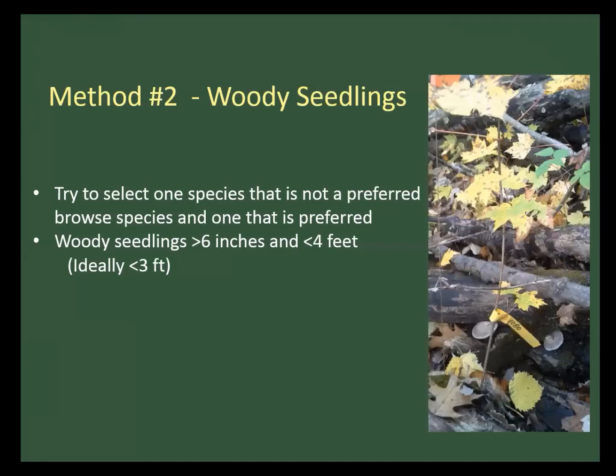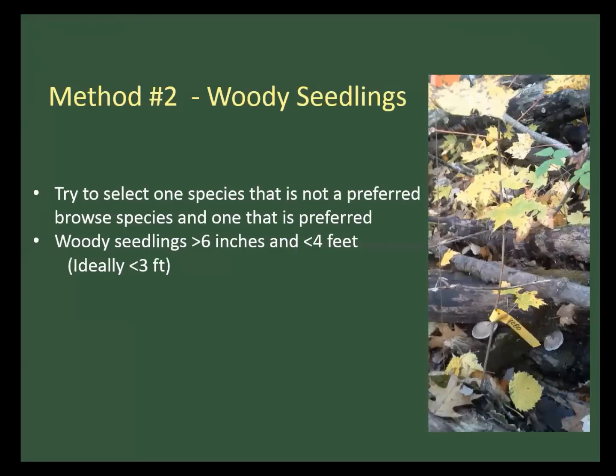Participants are asked to focus on woody seedlings that are greater than 6 inches tall and less than 4 feet, and ideally less than 3 feet tall. And that's because seedlings that are really small, you wouldn't expect them all to survive anyway, and so you want something that you'll be able to tag and measure and follow over, say, a 4 to 5 year period.